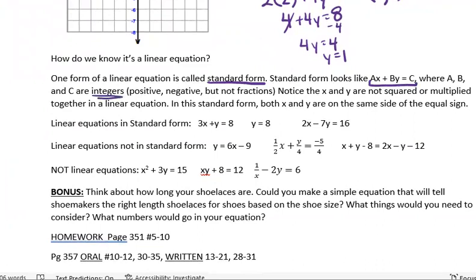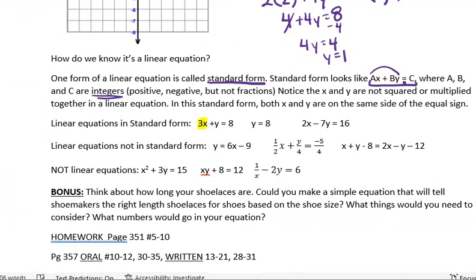This is a big deal. They're positive or negative, but they are not fractions. Notice that the x and the y are not squared. They're not multiplied together. They might have a number in front of them, but that's it. And in this standard form, both the x and the y are on the same side of the equal sign. Okay, so let's look at some examples.